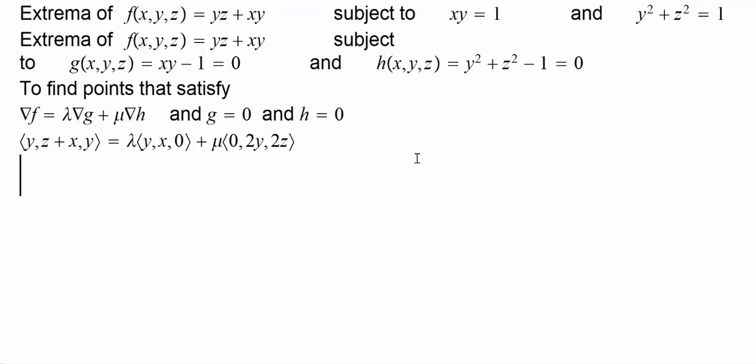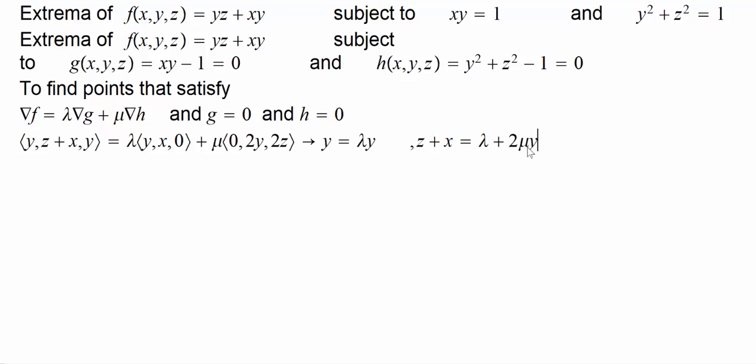So what do these equations give us? They give us that y equals lambda times y plus 0, so we will ignore that step. And then we get z plus x equals, like the middle one, lambda x plus 2 mu y, from this part here.